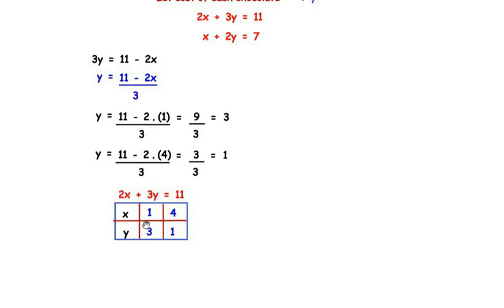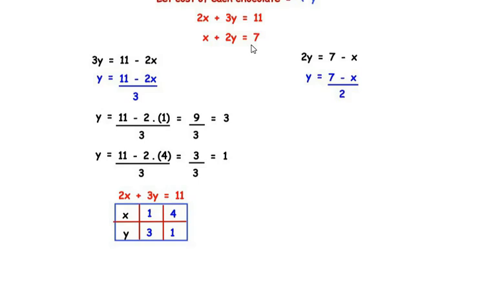Now once we have got this, let us go for the second equation. So rearranging the second equation, we get 2y is equal to 7 minus x. Taking the 2 on the other side of the equal to sign, we get y is equal to (7 minus x) divided by 2. Now here we are going to take the values of x in such a way that the numerator gets easily divided by 2.